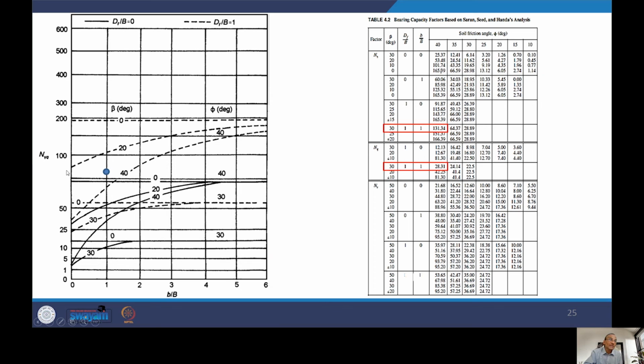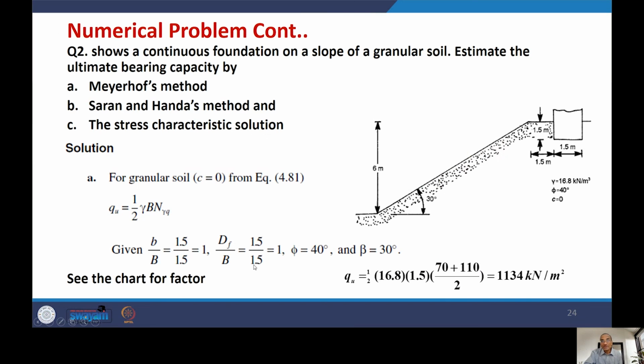Because it is on the log scale, you need to understand it is on the log scale. So 70 plus 110 divided by 2 will be the average value here, which is shown here. So this is the value of N gamma q, and q_u will be 180 divided by 90 multiplied by this factor. So you got 1134 kilonewton per meter square, that is kilopascal. That is Meyerhof's method.